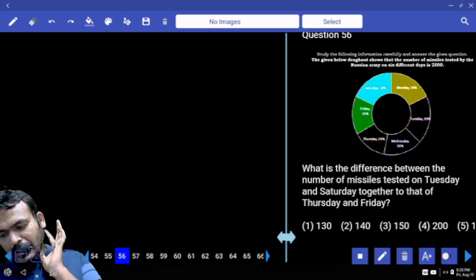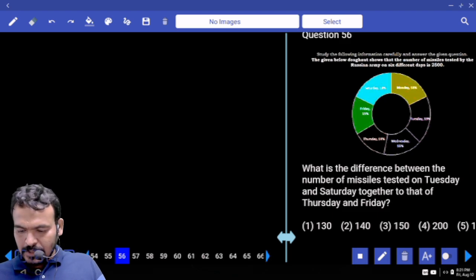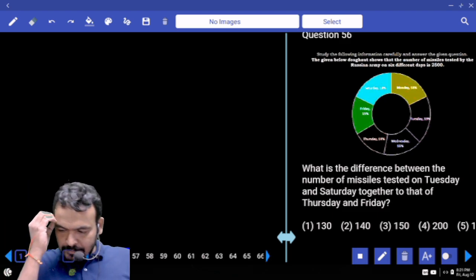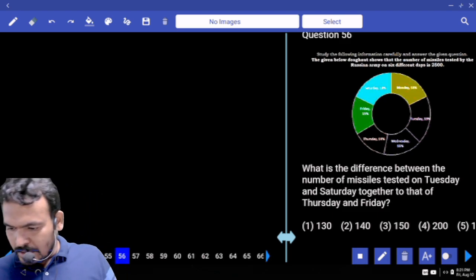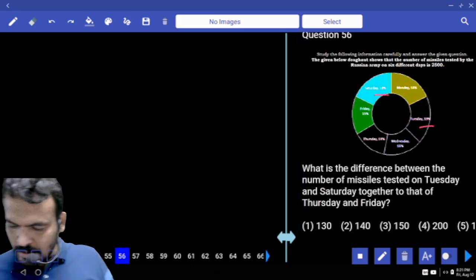What is the difference between the number of missiles tested on Tuesday and Saturday together to that of Thursday and Friday? Tuesday and Saturday. What is the Tuesday percentage? 19. Saturday? 18. Total?